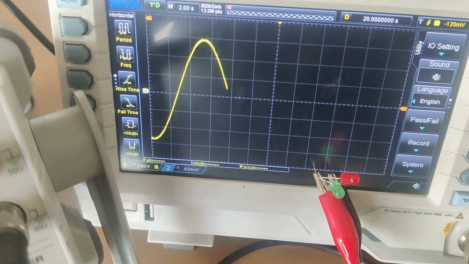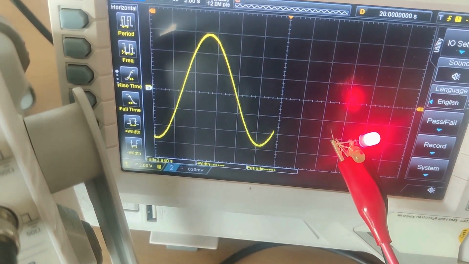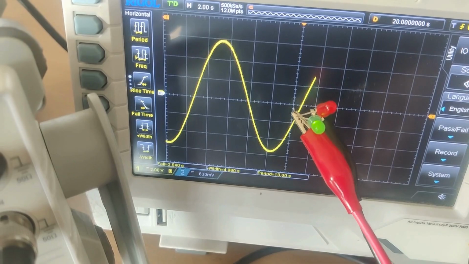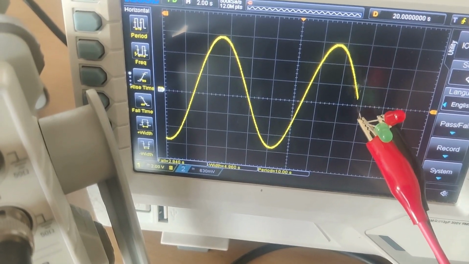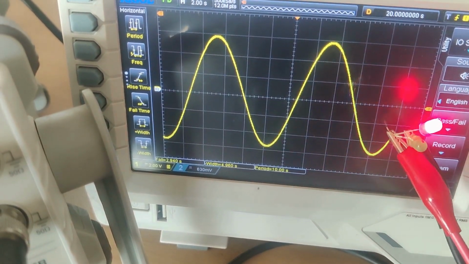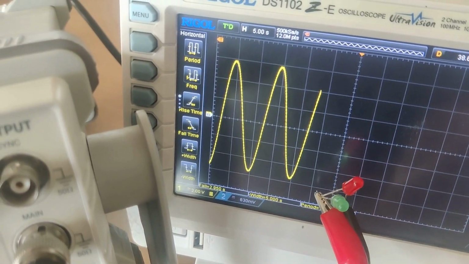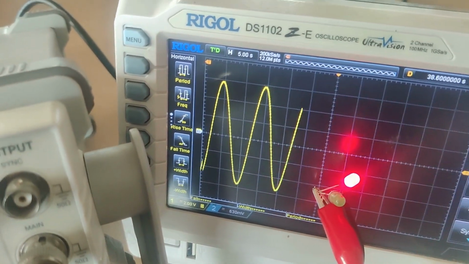Electricity is all about the flow of tiny particles called electrons. Voltage and frequency are two important ways we measure this flow. Let us visualize AC voltage and frequency with an oscilloscope. I have connected two LEDs, one red which is for the positive half of the sine wave and a green LED which is for the negative half of the sine wave.